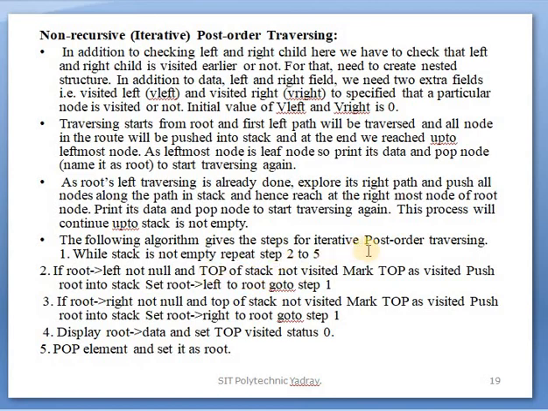The following algorithm applies. While the stack is not empty, repeat steps 2 to 5. First check that the root's left is not null and the top of the stack is not visited; mark that top as visited, push the root onto the stack and set the root's left as the root. Go to the first step again. On the right side, check that the root's right is not null and the top of the stack is not visited; mark that top as visited, push it, then set the right as the root and go to the first step. Display the root data again, set the top's status to 0, pop the element and set it as the root.